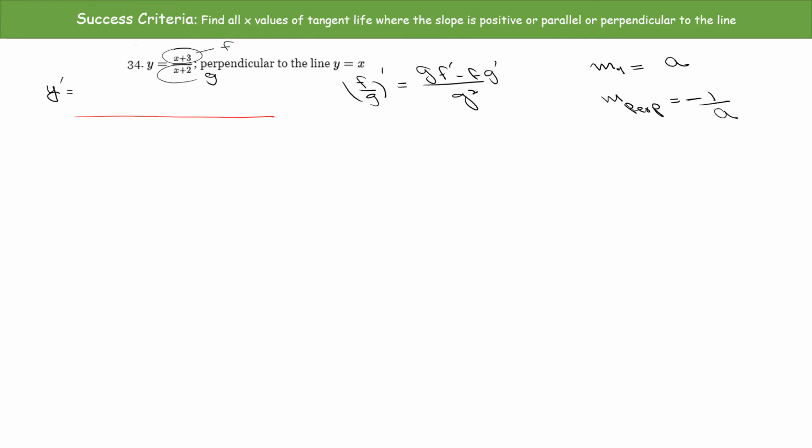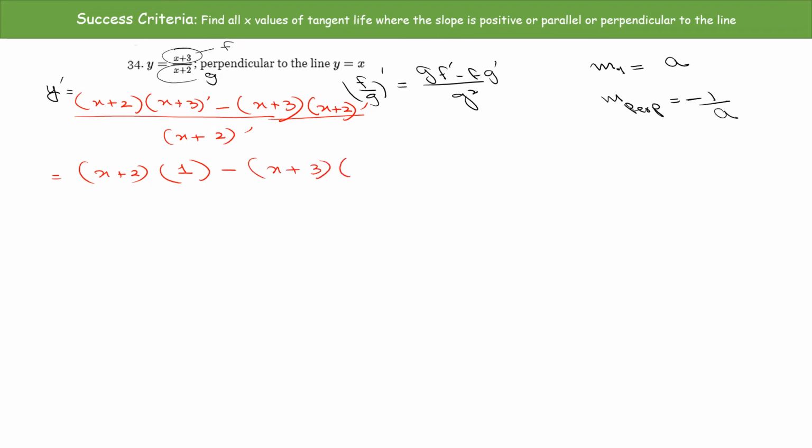So here g, that means x plus 2, f prime, that is x plus 3 whole prime, minus f, that is x plus 3, and g prime, which means x plus 2 whole prime, over g square means x plus 2 whole square. Now take the derivative. We will write x plus 2 as it is. Derivative of x is 1, derivative of 3 is 0, so we will not write the 0. x plus 3 as it is. Derivative of x plus 2 is 1, over x plus 2 whole square.